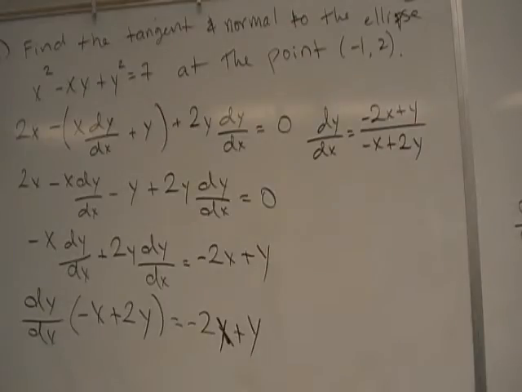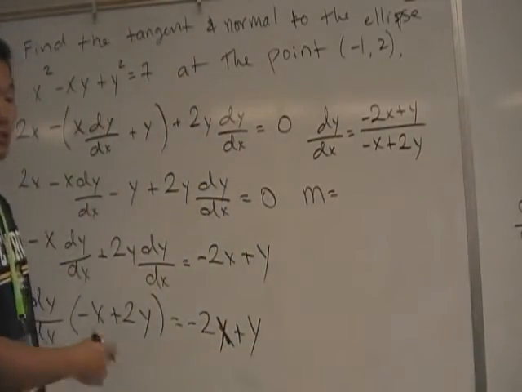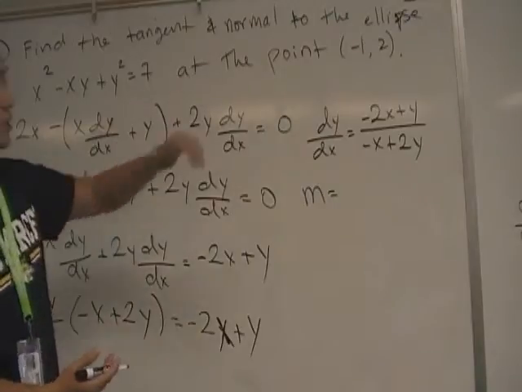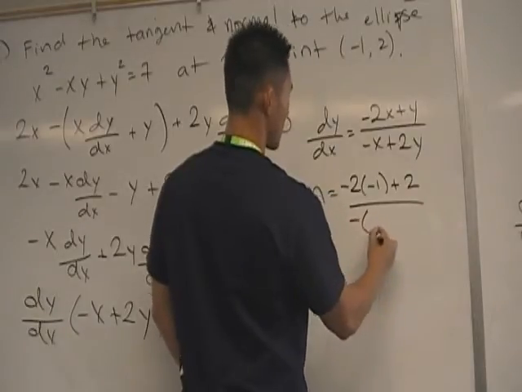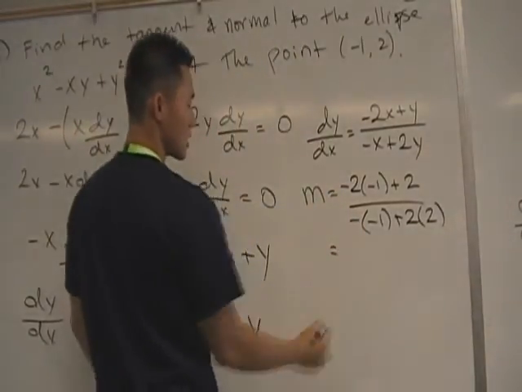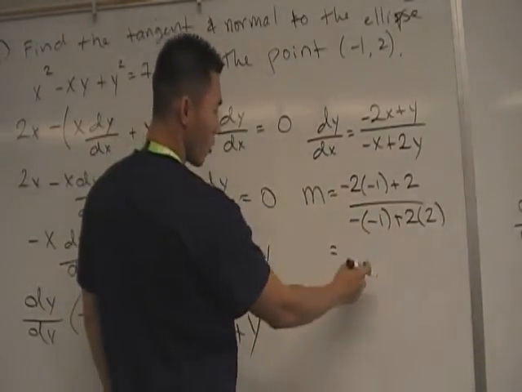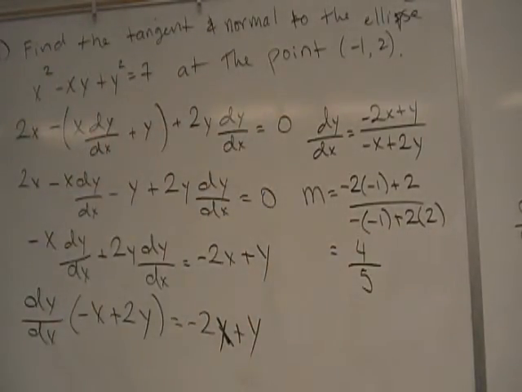Alright, so we're still trying to write an equation. To write an equation we need the slope, and we almost have the slope. How do we figure out the exact slope? Yeah, you plug the numbers in. So I'm going to rewrite this as m, because we know that that's going to be our slope. You can leave it as dy dx, that's fine too. Let's plug in negative 1 and 2, so we get negative 2 times negative 1 plus 2 over negative 1 plus 2 times 2. Please don't mess up the negatives here. That's going to be 2 plus 2 is 4. 1 plus 4 is 5, so 4 over 5. Any questions there?